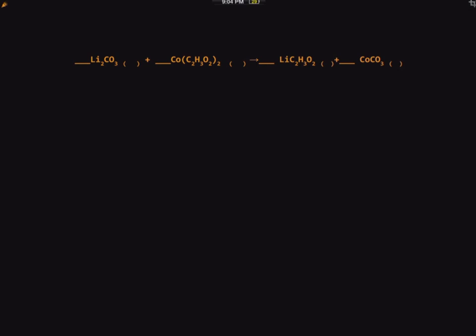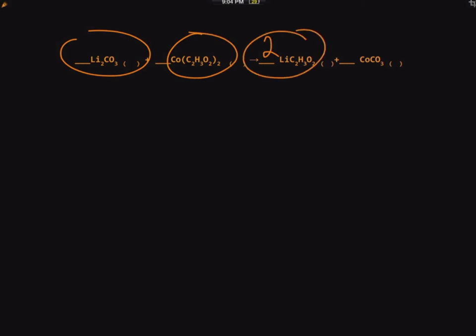So here we're going to try to write the net ionic equation for the next few reactions, assuming there is a reaction, and you need to know your solubility rules for this. So the first thing to do here is to make sure the reaction is balanced. The only thing we need to balance the equation here is put a 2 in front of the lithium acetate, and then know that these 3 species are soluble.